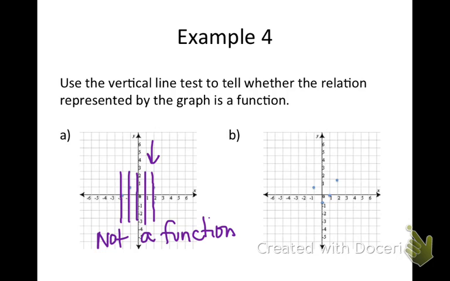So looking at B, if we draw the lines, it goes through 1, 1, 1, 1. Each input is paired with exactly 1 output. Therefore, it would be a function. And it doesn't matter that it's not a straight line. We'll talk about linear and nonlinear functions in a future lesson.